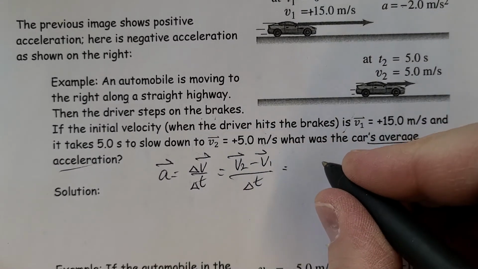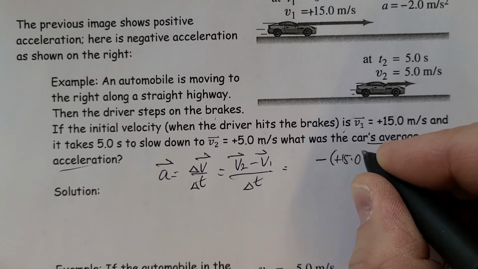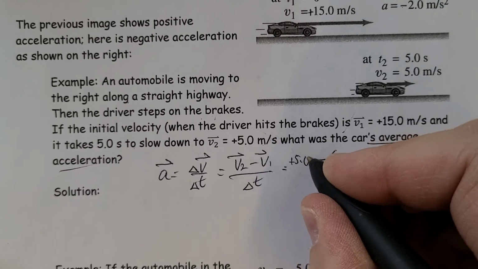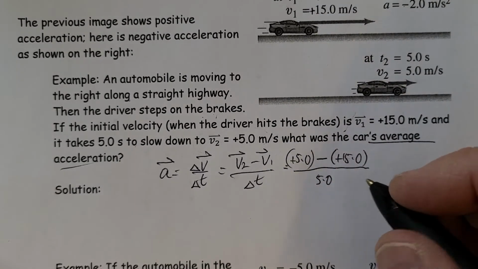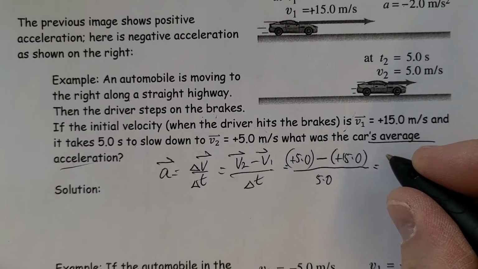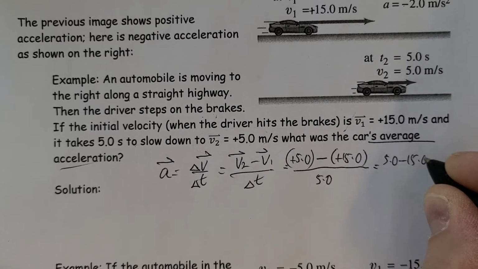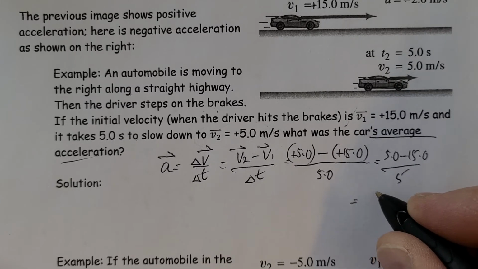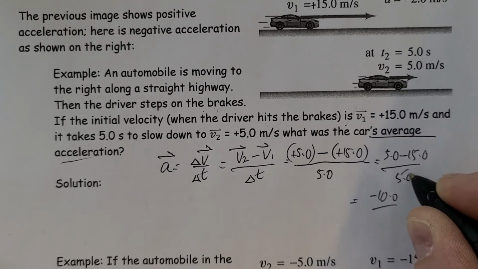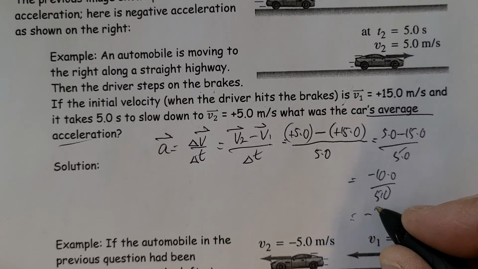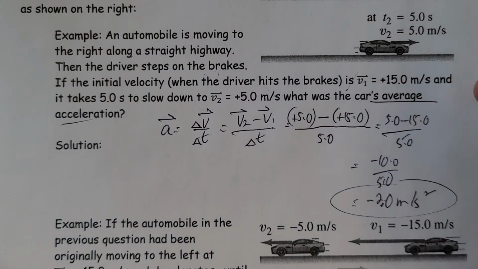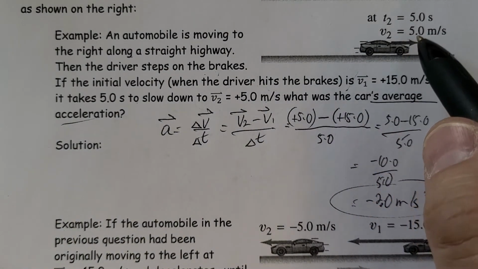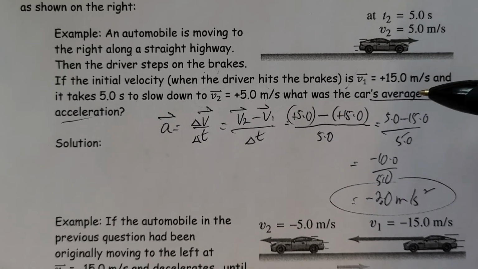So initially we were going 15, and we end up going 5. And that all happens in a time span of 5 seconds. Okay, so over here on top we'll have positive 5 minus 15, all over 5. So that, of course, is going to give us negative 10 over 5, which equals negative 2.0 meters per second squared. So, of course, that means if I'm going in the positive direction and the acceleration is working against me, I'm going to be slowing down.